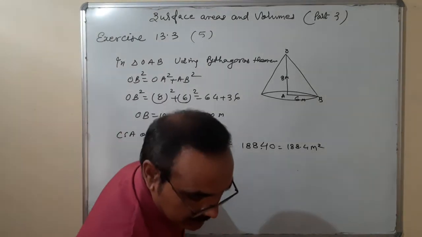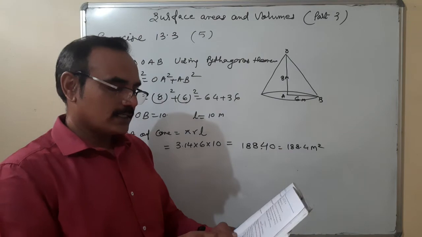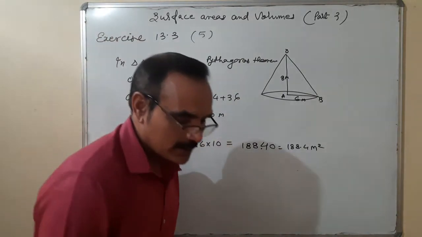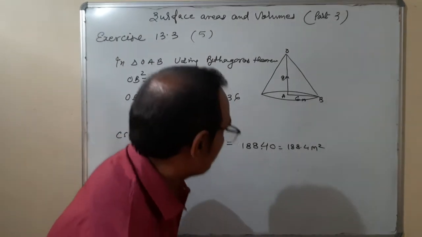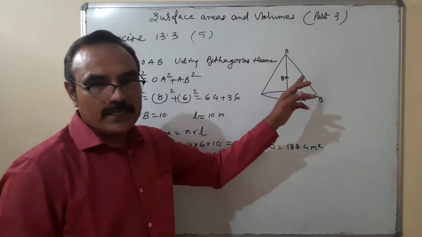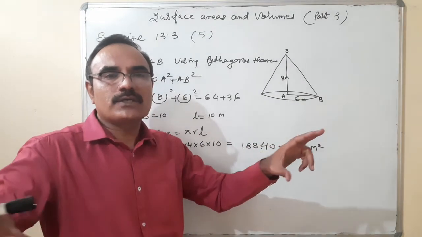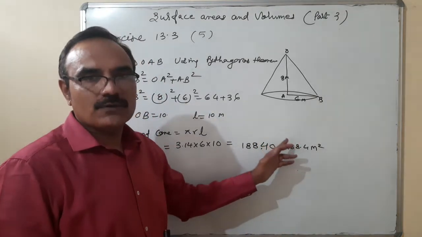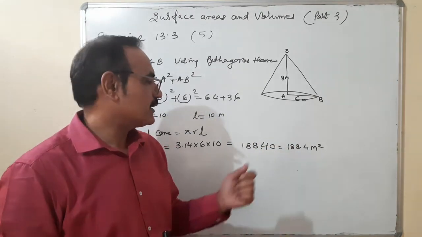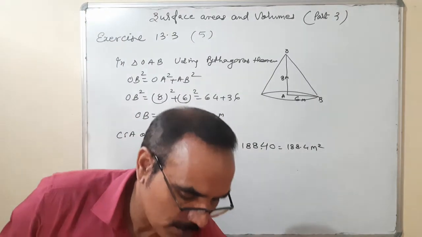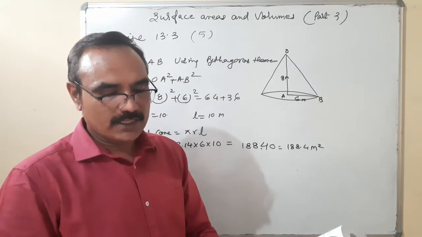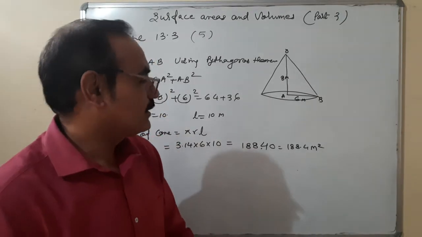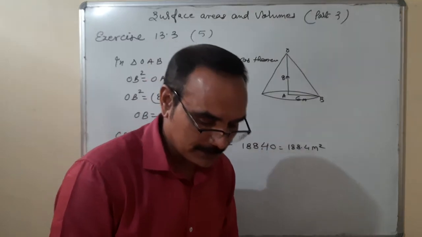One line is given. They are asking what length of the tarpaulin, 3 meter wide. So actually this conical tent is made by a rectangular tarpaulin sheet. And for a rectangular sheet, length into breadth is equal to the curved surface area, but the margin and the wastage is 20 centimeter also. The last line says cutting is approximately 20 centimeter.